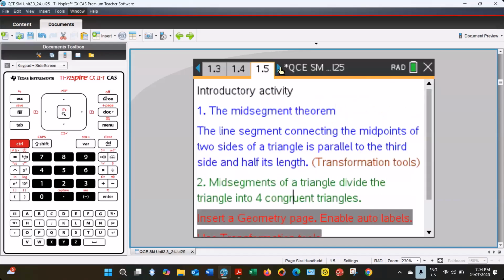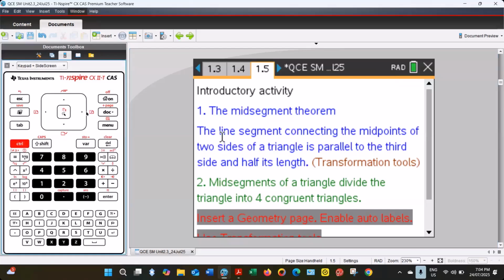So the first activity I want to have a look at is a very straightforward theorem, the midsegment theorem. The statement of the theorem is: the line segment connecting the midpoints of two sides of a triangle is parallel to the third side and half its length. Being such a straightforward theorem, it's a good place to start introducing students to the geometry tools, and it's also a good place to introduce vector proofs. That's how the teacher resource book introduces vector proof. So let's start by verifying this theorem.